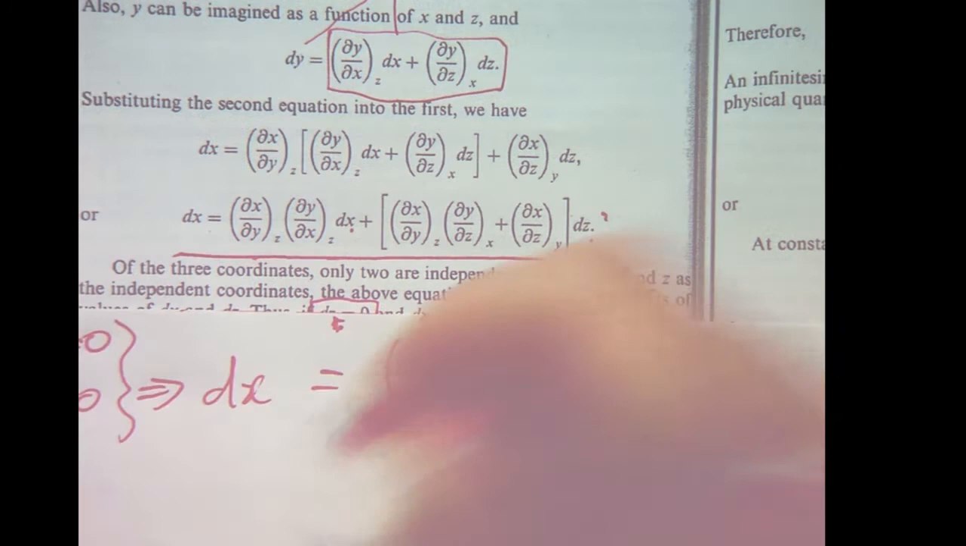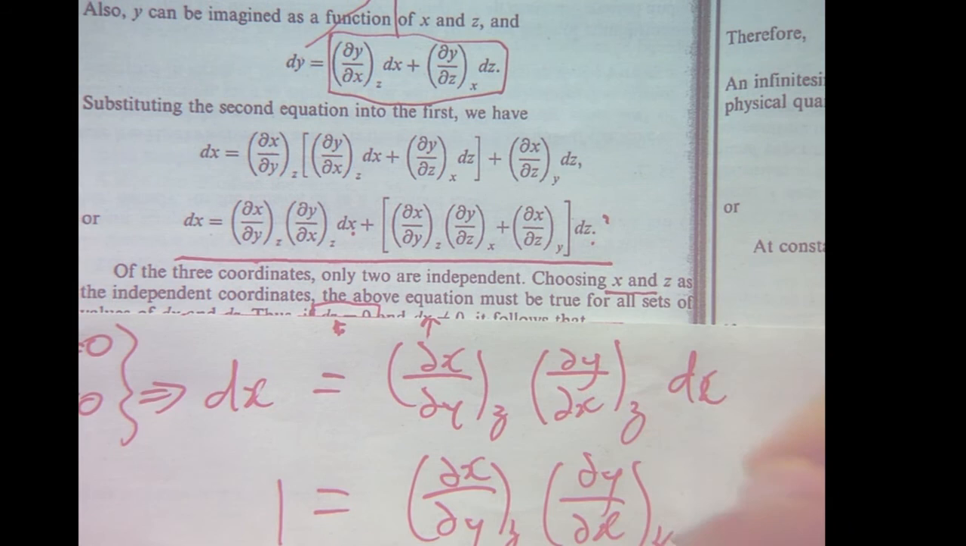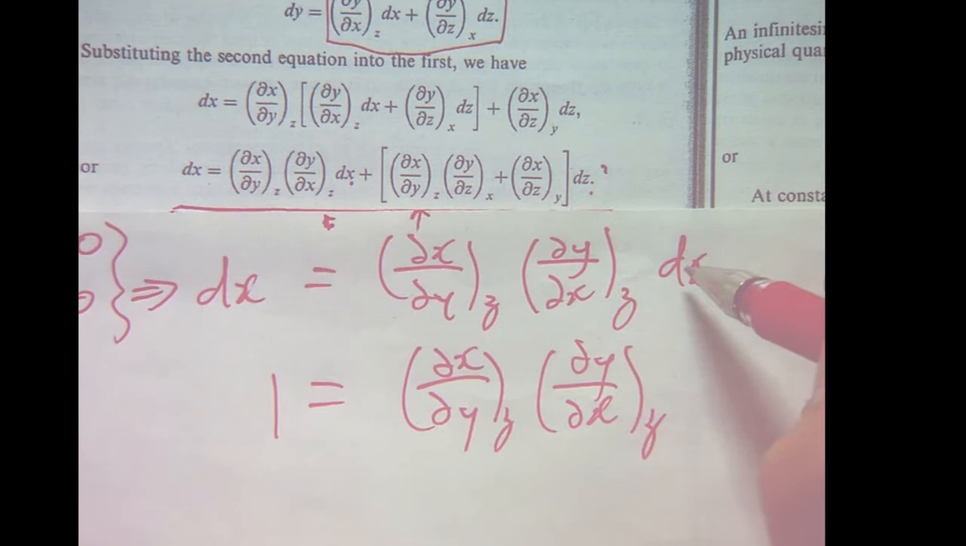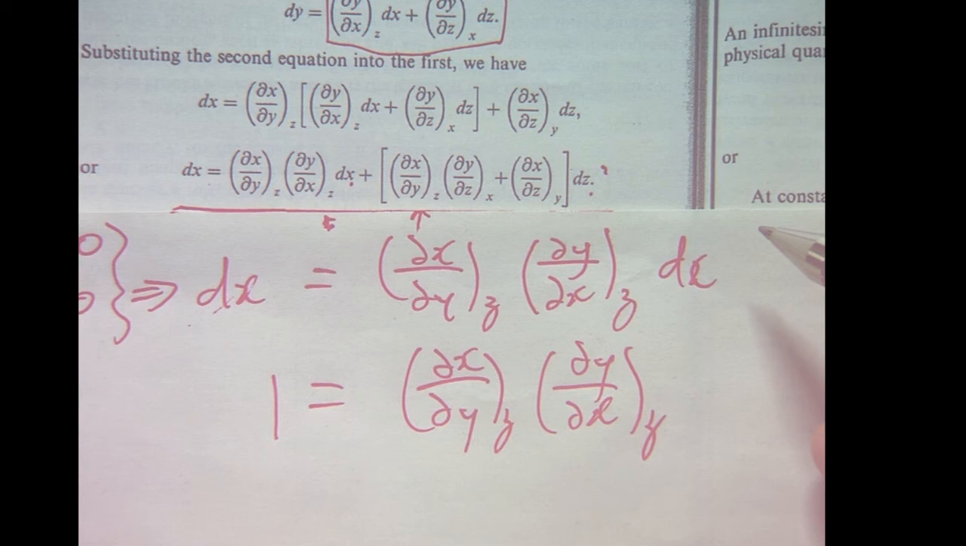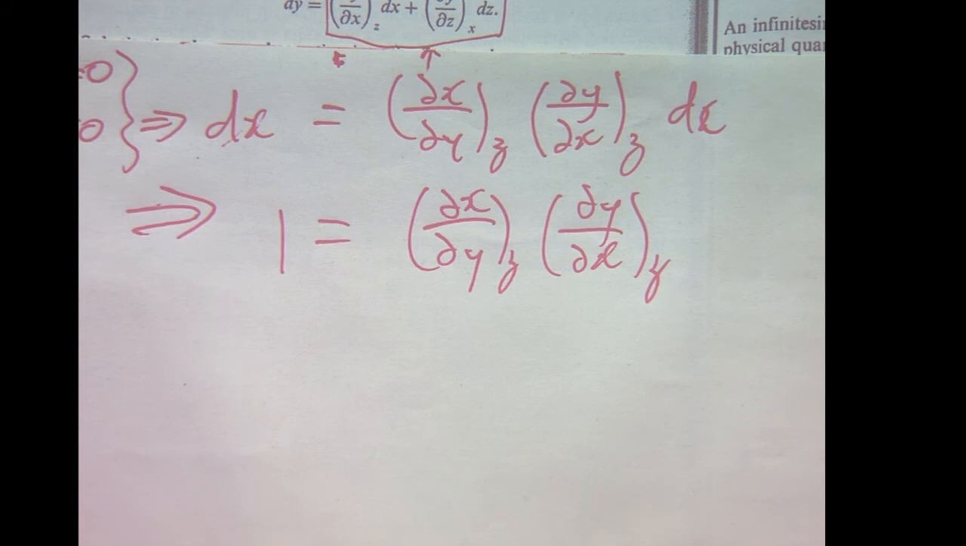So since this equation is true for arbitrary dx, it means that 1 equals dx by dy times dy by dx at constant z. That's right, at constant z is correct. See, I did not say, oh, dx cancels out. That's just colloquial; that implies that. You don't have to say anything about dx cancelling. So that's just the normal two dimensional case, the gradient and the inverse.